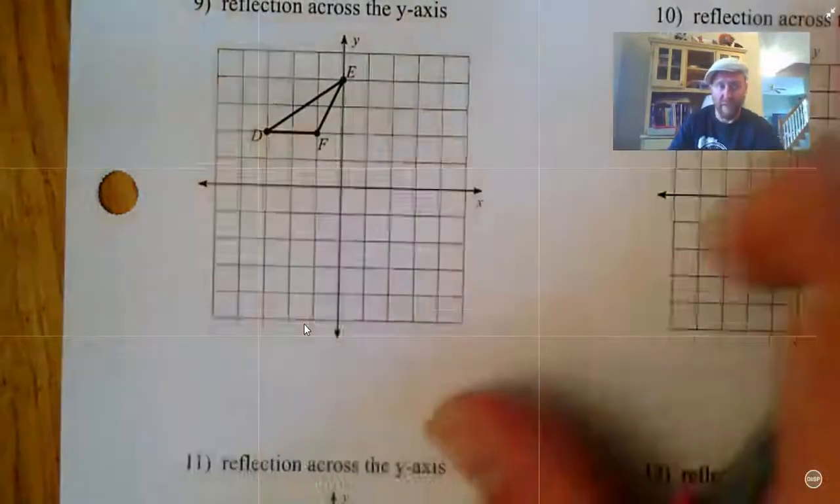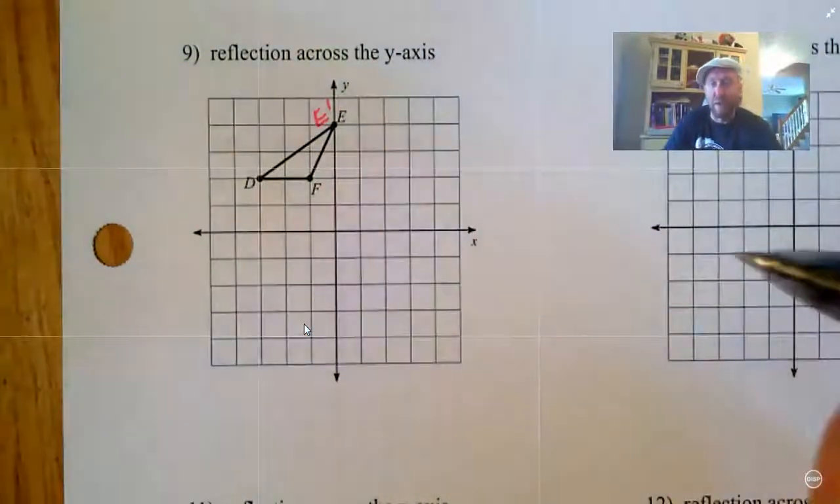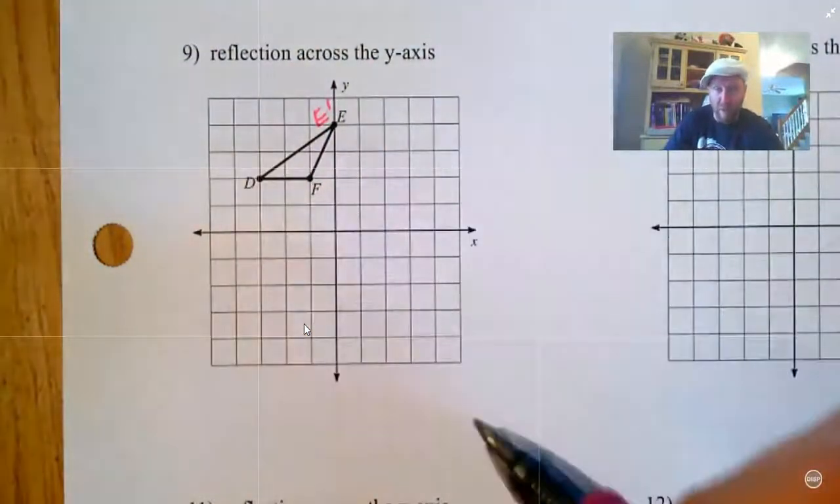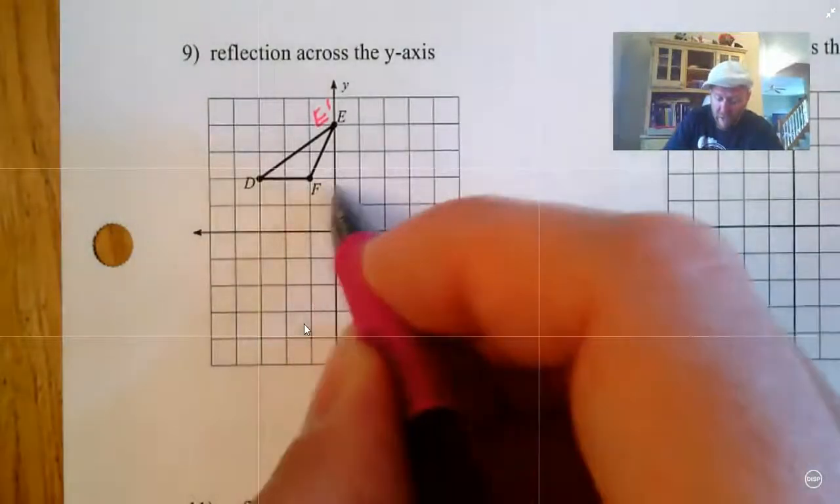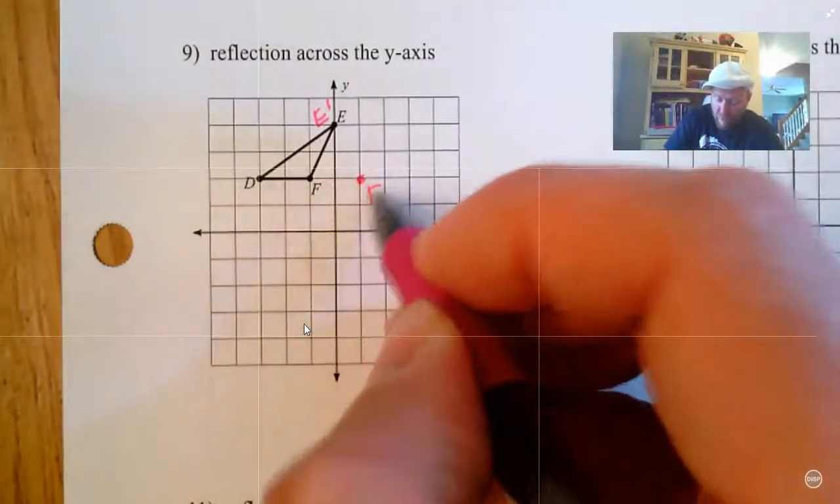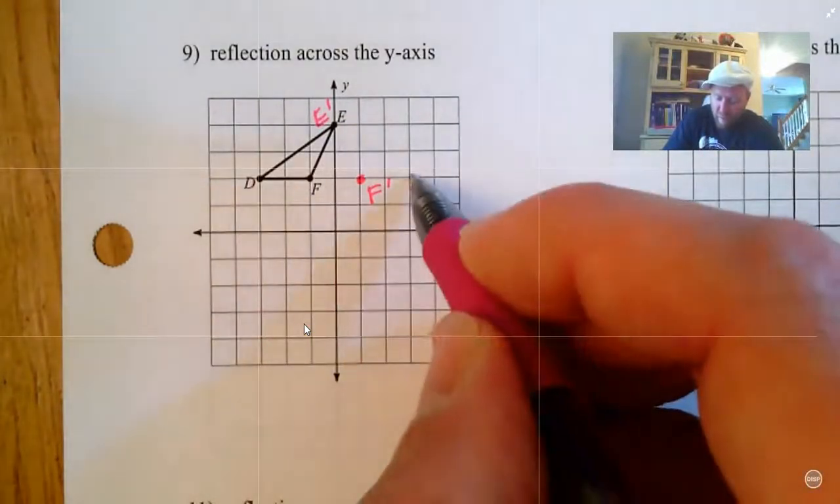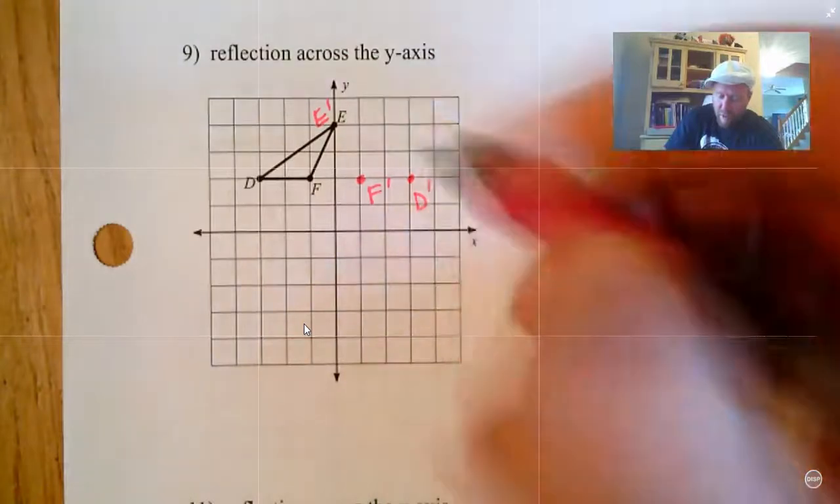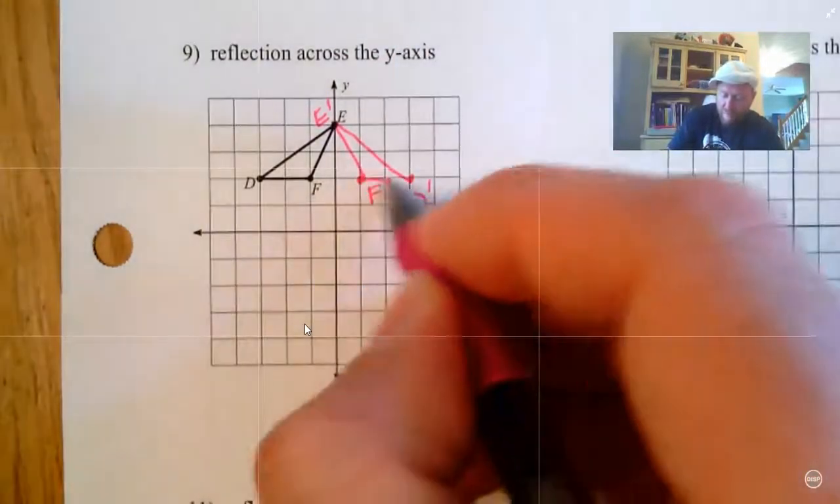The y-axis this time. Well, E is right on the y-axis, so E prime, I suppose, is going to be right on top of the E. It doesn't move at all. It's 0 spaces from the axis, so its reflected image is 0 spaces on the other side. F is 1 space, so F prime goes a space away on the other side. D is 3 spaces, so 3 spaces away on the other side. And then we'll just connect the dots. There we go.